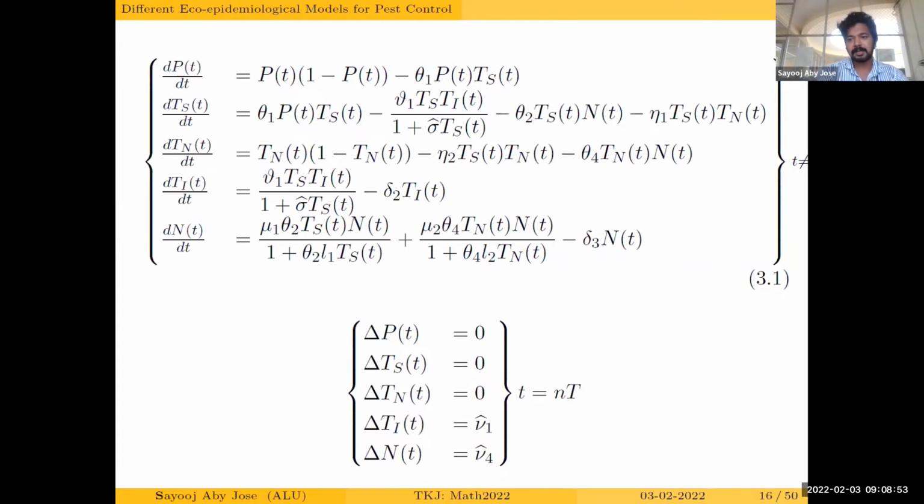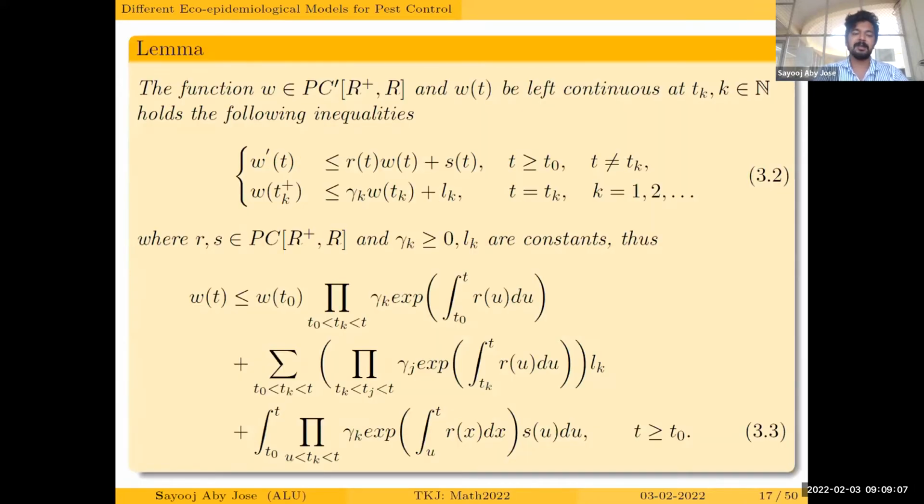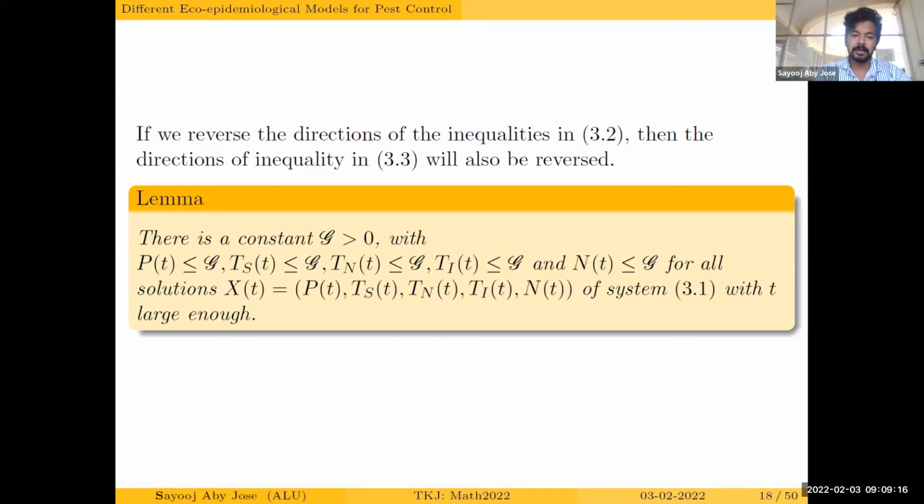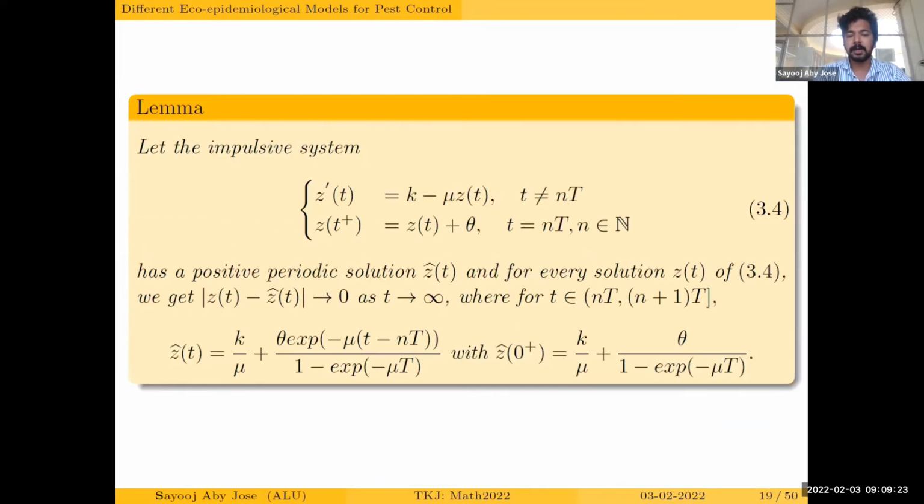So for t not equal to nT the system exists as usual, and for t equal to nT we produce the impulses, the pesticides and natural enemy, and find the stabilities that way. For proving the stability, we need some lemmas. This lemma proves the boundedness. Next, we have a solution with state p(t), s(t), n(t) that is bounded by g, and this is motivated by the binomial theory.